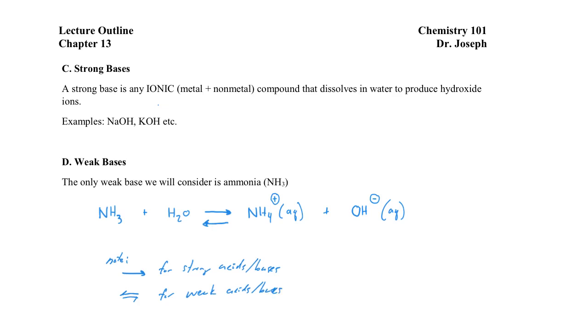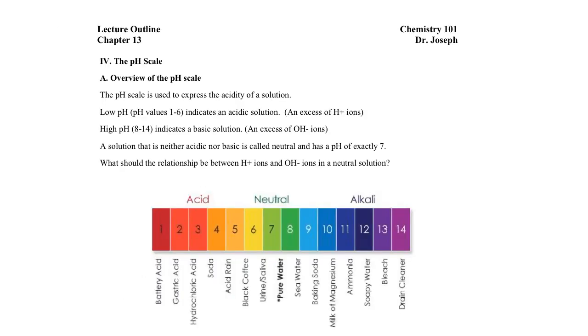All right, so let's go to the next page and we will start talking about pH. So you're likely already at least a little bit familiar with something called the pH scale. The pH scale is a way that we can express the acidity of a solution. The scale basically consists of three main regions.